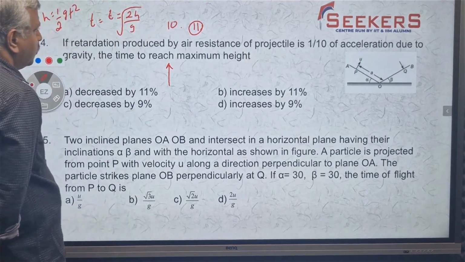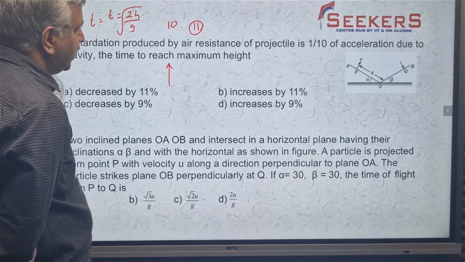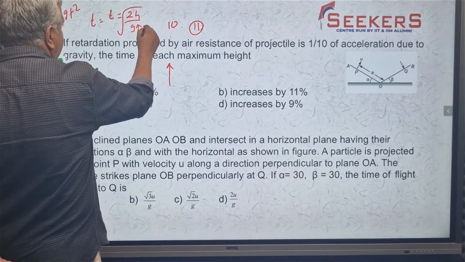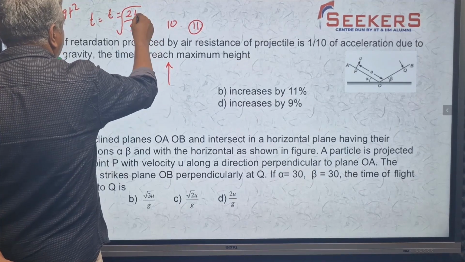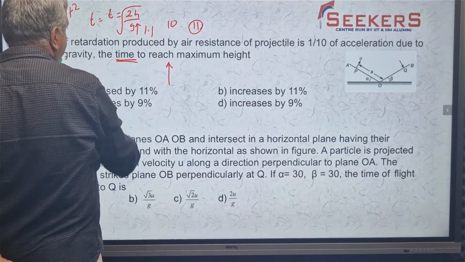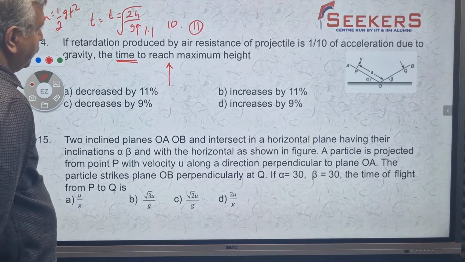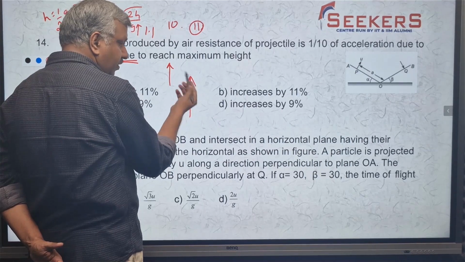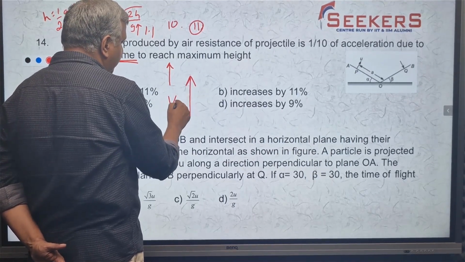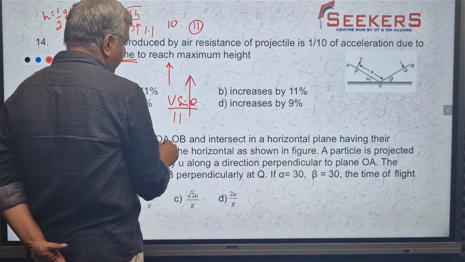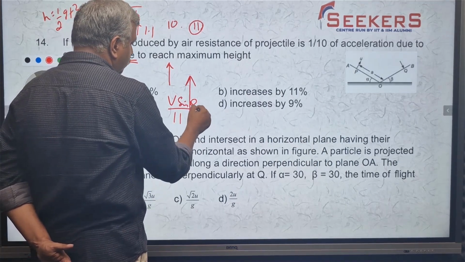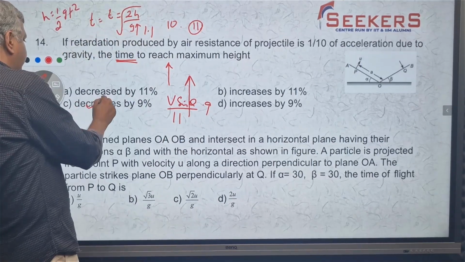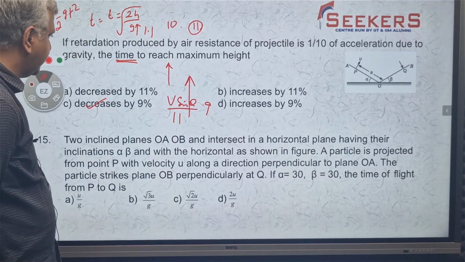So now gravity is increasing by 1 by 10, so it has become 1.1. So now what will happen to the time? They are talking about the time taken to reach the maximum height. Obviously time taken will reduce because everything depends upon the vertical velocity. Vertical velocity will remain the same. So now time taken will become v sine theta by 11. Because it has become 11, when it goes to the numerator, it will become 0.9. So time taken to reach the maximum height will decrease by 9%.